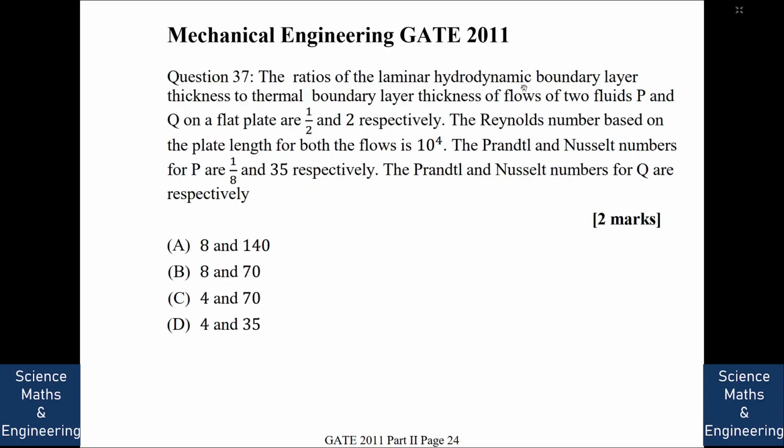The ratios of the laminar hydrodynamic boundary layer thickness to thermal boundary layer thickness of flows of two fluids P and Q on a flat plate are 1/2 and 2 respectively. The Reynolds number based on the flat plate length for both the flows is 10^4. So Reynolds number is same for both the flows. The Prandtl number and the Nusselt number for P are 1/8 and 35 respectively. So we need to determine the Prandtl and Nusselt number for Q.